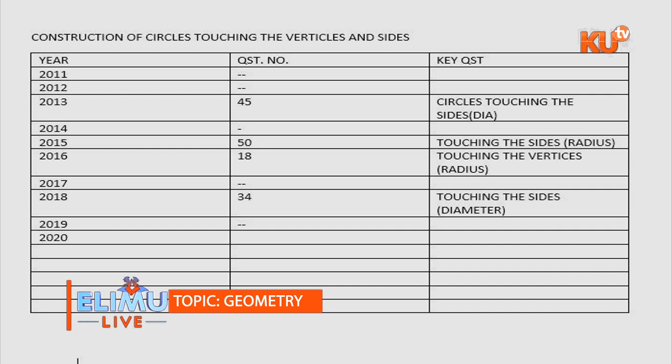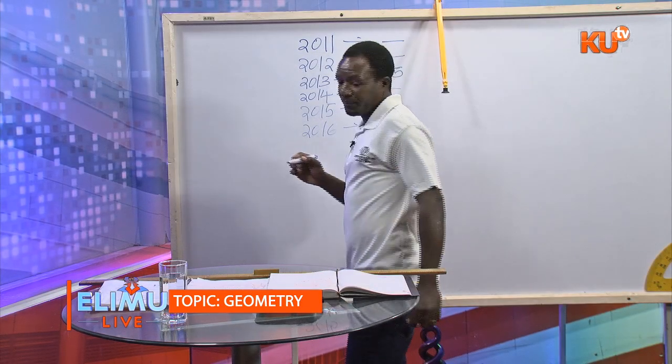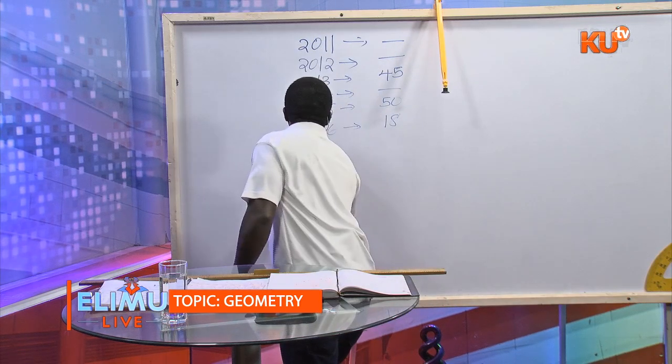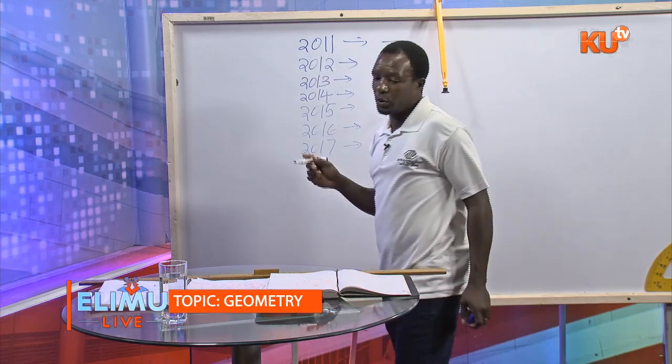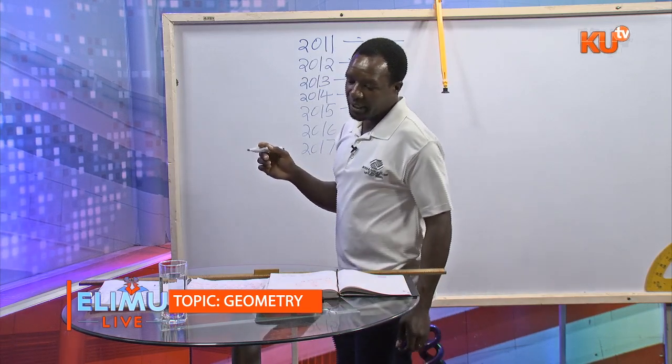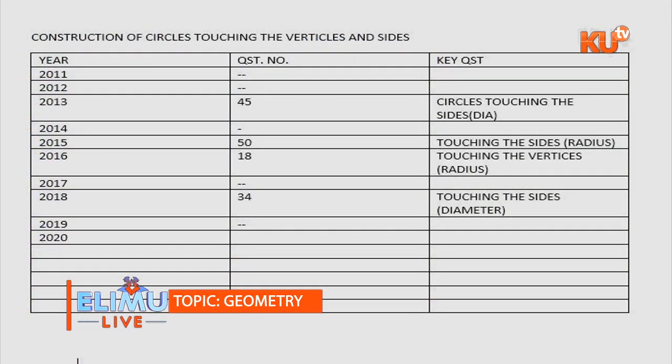In 2016, there was also a question number 18. 2017, they did not bring a question on circles touching the vertices or the sides of a triangle. In 2018, there was a question that was in number 34. In 2019, that is last year, they also skipped.